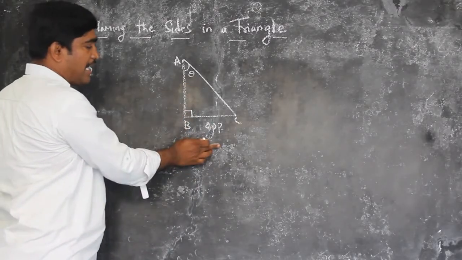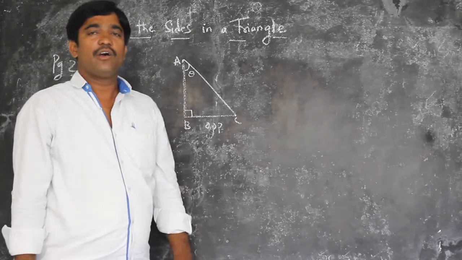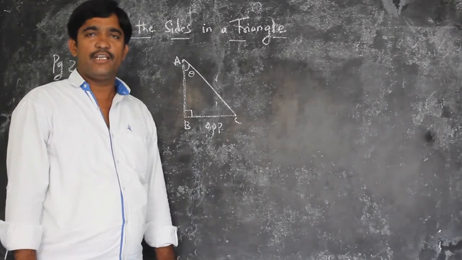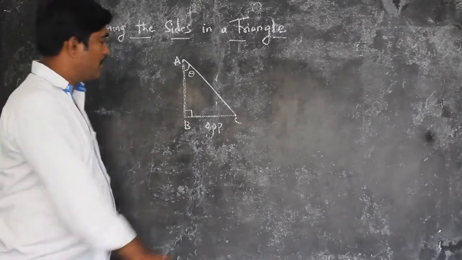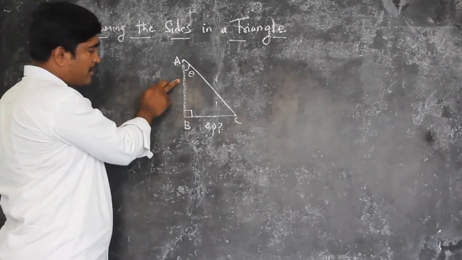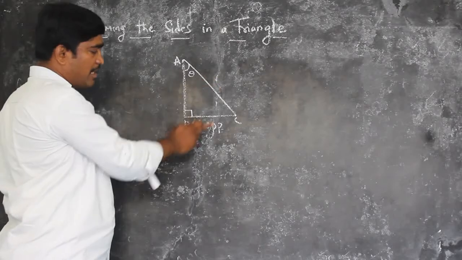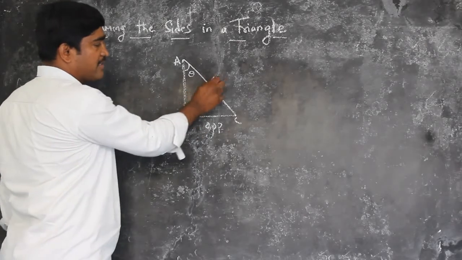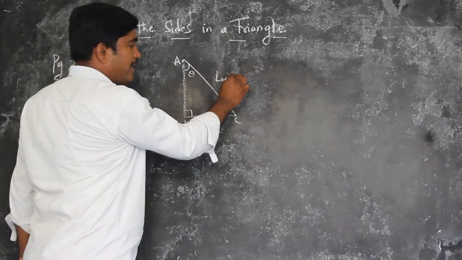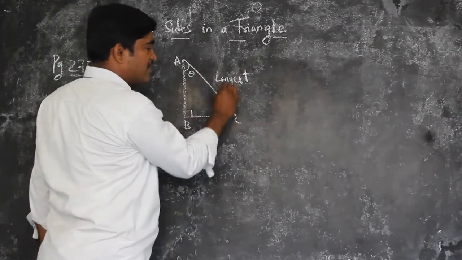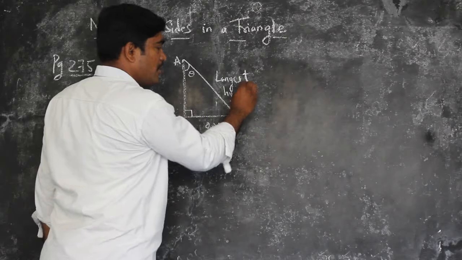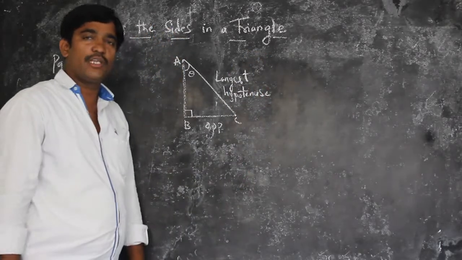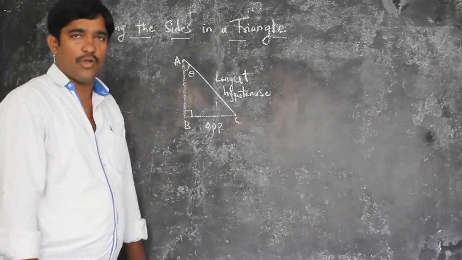In a right angle triangle, always remember that the longest side of a triangle is said to be the hypotenuse. If you observe this one, this is smaller than this one. Similarly, this also is smaller than this one. This is the bigger side. This longest side is always called the hypotenuse. The longest side of a triangle is always the hypotenuse.